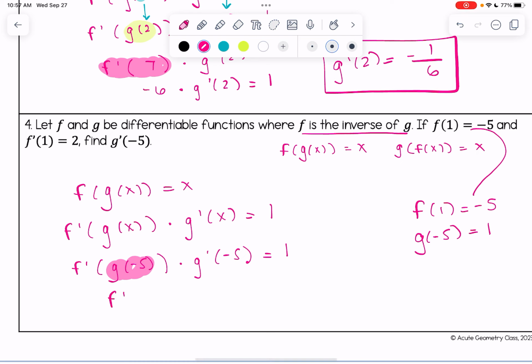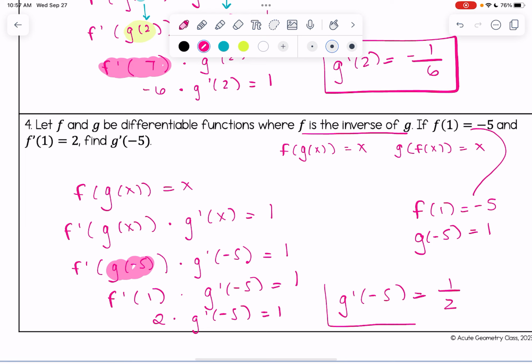Now let's try that fact. So f prime of 1 times g prime of -5 equals 1. f prime of 1, we do know that that's 2. This is what we're looking for. And if I solve here, I'm going to get g prime of -5 is equal to 1/2.